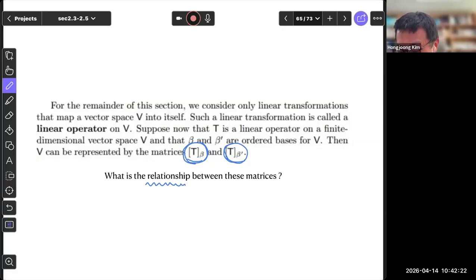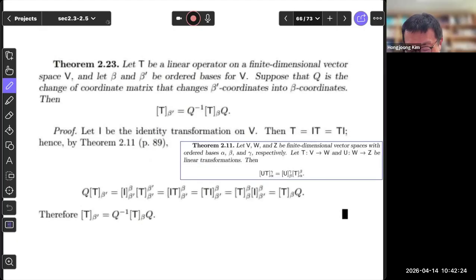So we want to consider such a question here. Let T be a linear operator on a finite dimensional vector space V, and suppose that we have two bases, beta and beta prime. And Q is the change of coordinate matrix that changes beta prime into beta. Okay?